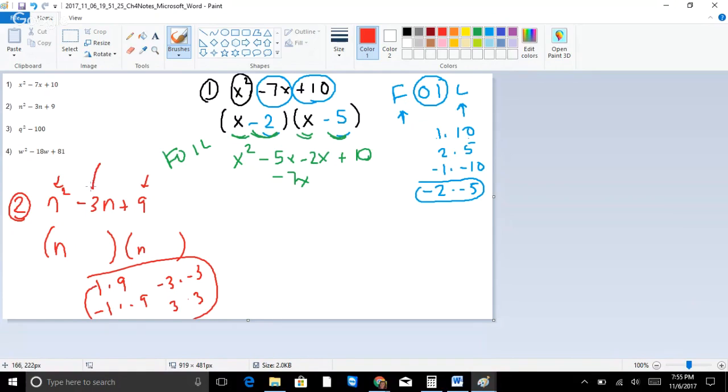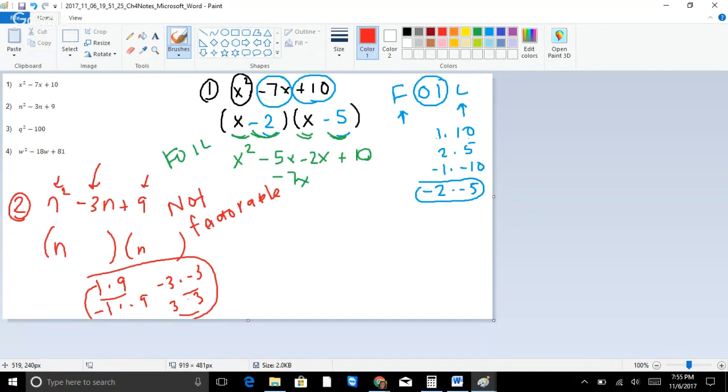But then I look at my middle, and my middle is -3. 1 and 9, -1 and -9, -3 and -3, +3 and +3. None of those combinations are going to give me a -3. So this particular one is not factorable. Mean trick, right? Not factorable.